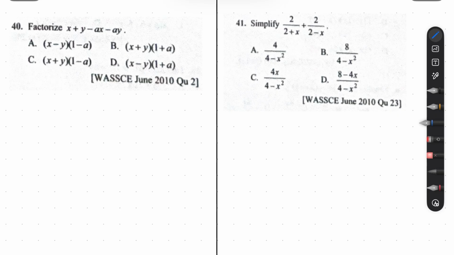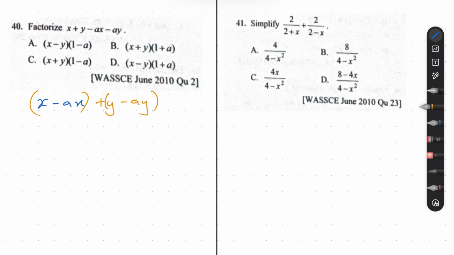Question number 40 says factorize this expression. So what we can do is group the items that have similar variables. Here we have x, here we have y, we have ax, we have ay. So we can group the x terms in one place, and then the y terms. If we do that, we're going to have x minus ax, then plus y minus ay. Let's put that in brackets.